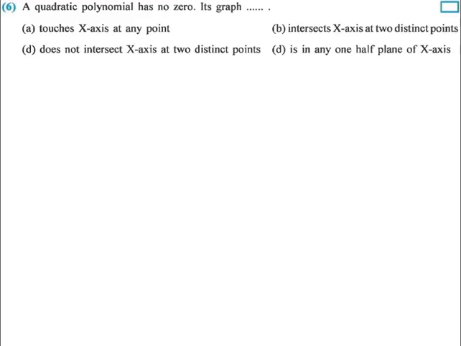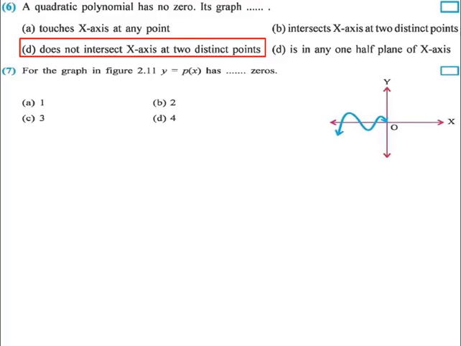A quadratic polynomial has no zero. A quadratic polynomial having no zero means the graph does not intersect the x-axis at two distinct points. Okay, the answer is: does not intersect the x-axis at two distinct points.